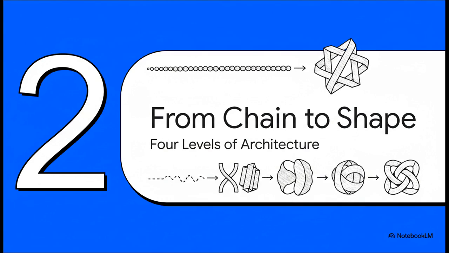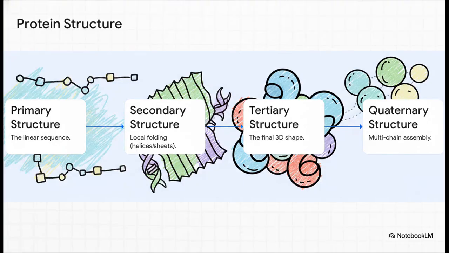So, we've got our ingredients. How in the world do we get from a simple list of parts to a complex, functioning machine? Well, it happens in 4 distinct levels of architectural design. We're basically going to build a protein from the ground up. We'll start at level 1, the primary structure, and just keep adding layers of complexity with each step.